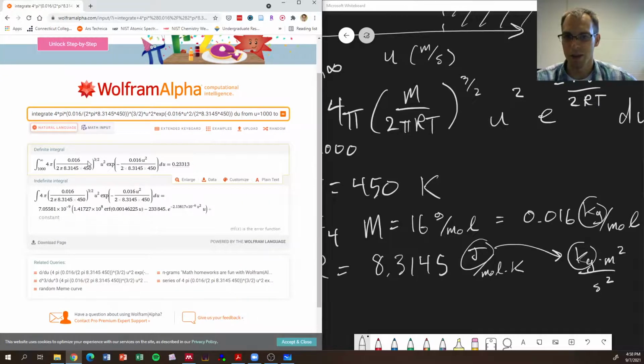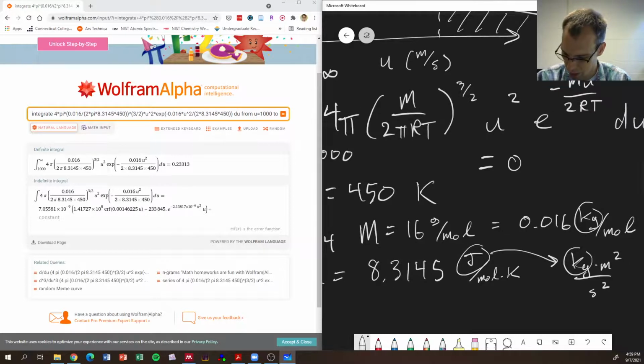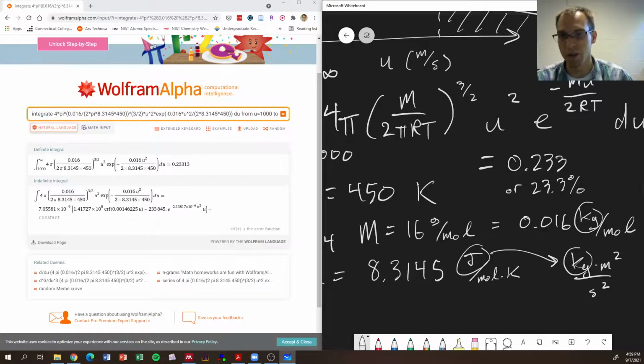And we do. We can also look and see that everything here matches what we have, and we can see that it does. We have the integral from 1000 to infinity, 4 pi times all of our things here raised to the 3/2 power, u squared, exponential term here. And it gives us an answer of 0.233. And that means, right, so I'll put it over here, we could say this is 23.3% of our methane molecules are traveling faster than 1,000 meters per second.